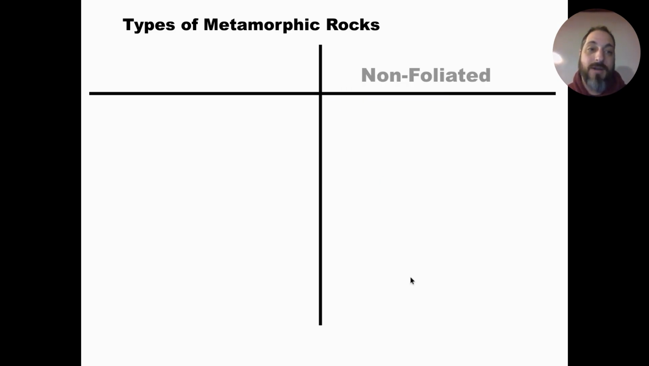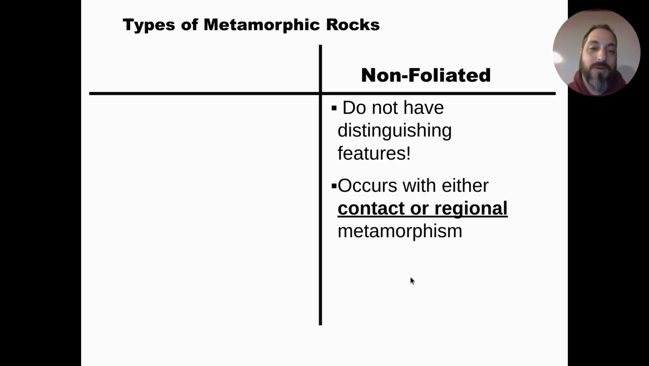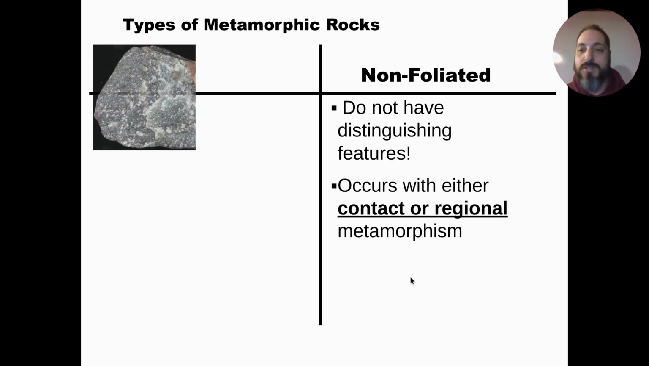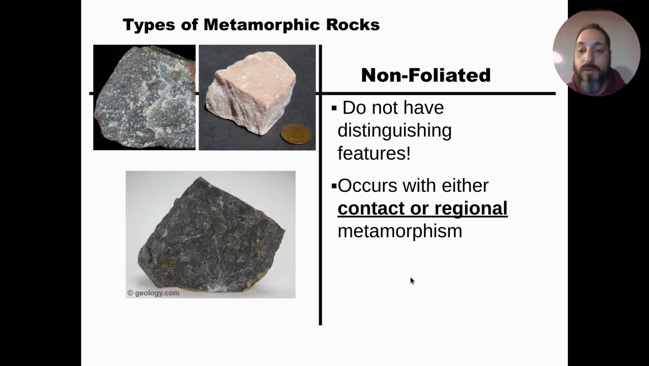All right, now non-foliated metamorphic rocks are a little bit different. They don't have very many distinguishing features, unlike the foliated ones where they had all the minerals lined up. And they occur with either contact or regional metamorphism. So we're going to talk about both of those in a minute. I got some pictures of them here. Here we can see a quartzite, a marble, and a hornfels. So you can see they're all kind of uniform in their color.